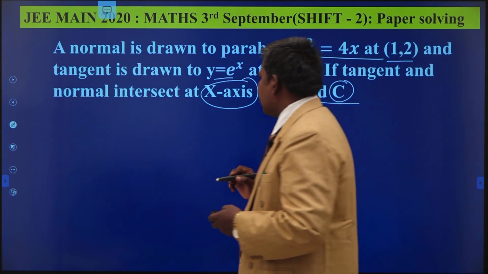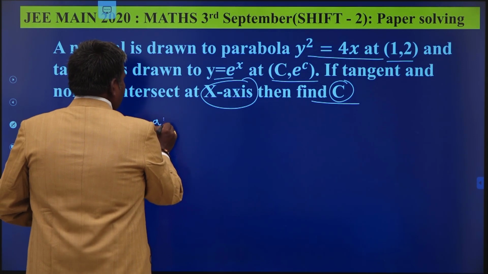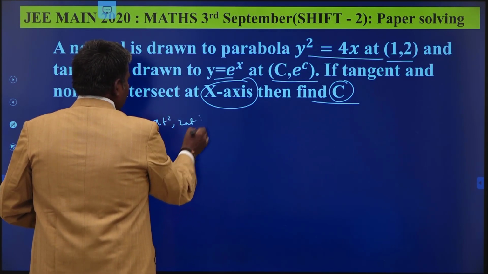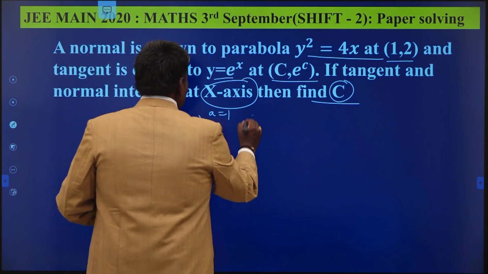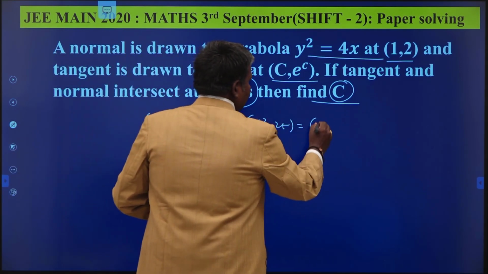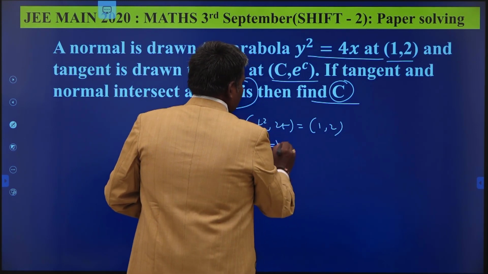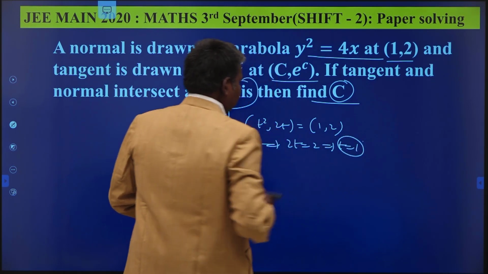What are the parametric equations of this parabola? (at square, 2at). Here a is equal to 1, since 4a equal to 4. So (t square, 2t) is any point. If you equate this with (1, 2), 2t is equal to 2, which implies t equal to 1.